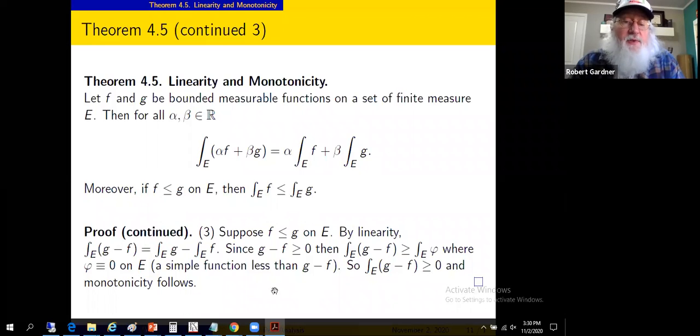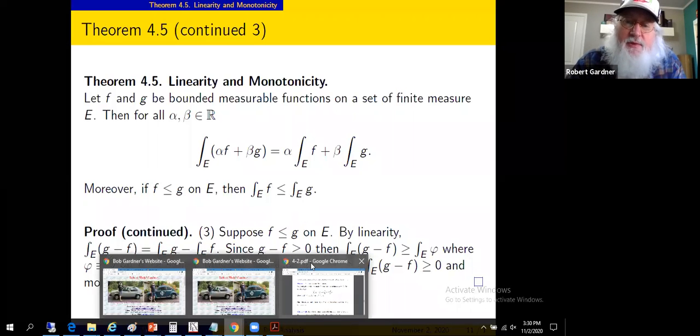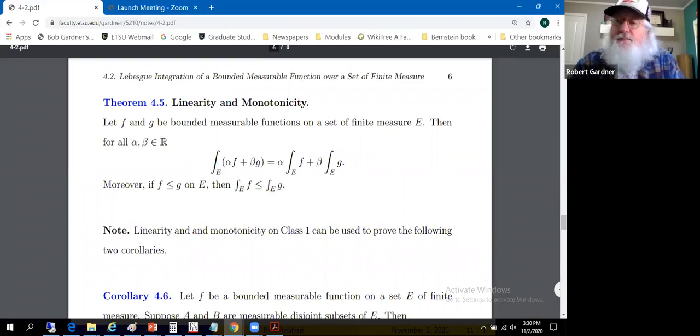The integral of the difference is the difference of the integrals. So we've got this greater than or equal to 0, rearrange it, and it produces the monotonicity result. So linearity and monotonicity, part 2, for our second class of functions. We've got 2 more classes of functions to go. We've got 2 more linearity and monotonicity theorems to introduce.